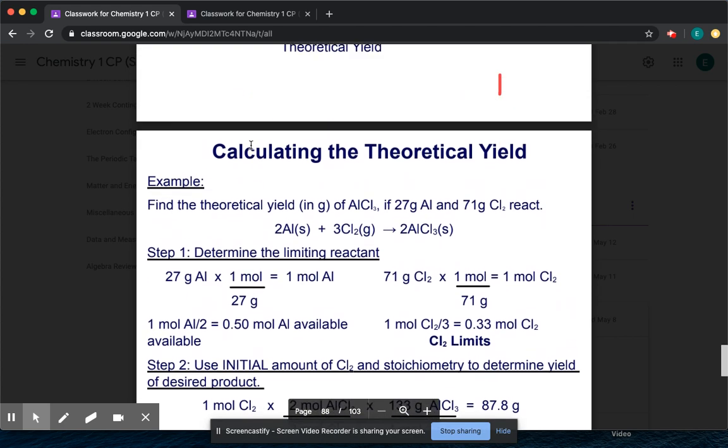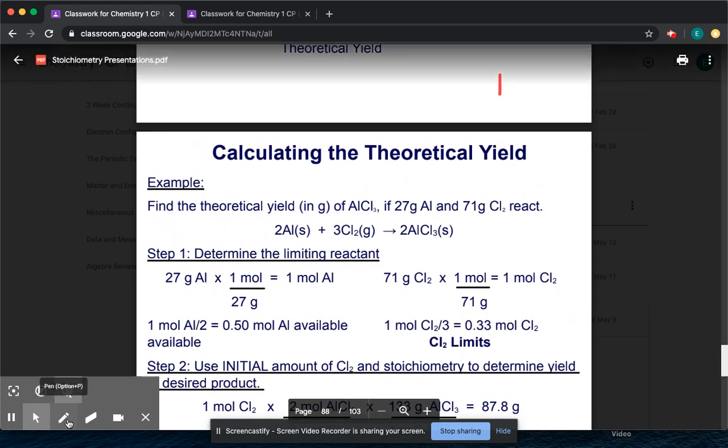So step one is figuring out the limiting reactant. If you remember from yesterday, you do that by dividing the number of moles of an ingredient that you have by the coefficient. The first thing, as I always tell you, is if everything is not in moles, convert everything to moles first. So we have 27 grams of aluminum and 71 grams of chlorine, and this is our chemical equation. For every 2 aluminums, you need 3 chlorines. This is what the recipe is telling us. Convert our gram amounts to mole amounts. So we have 1 mole of aluminum.